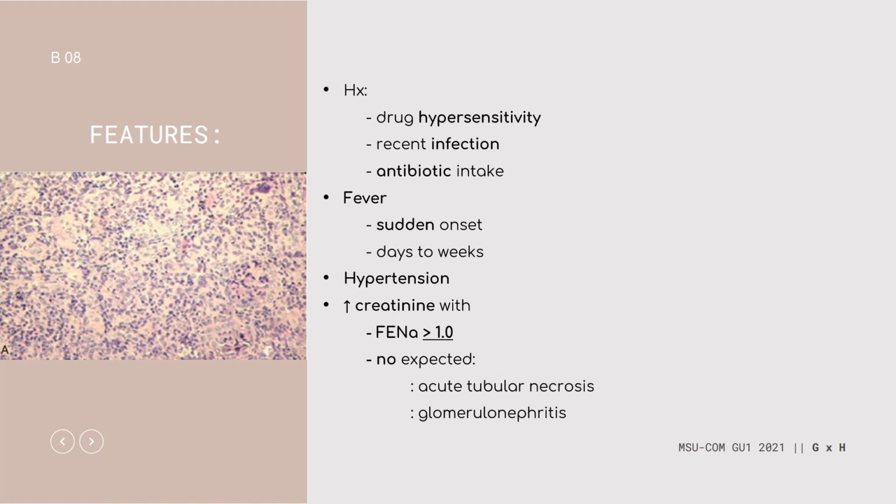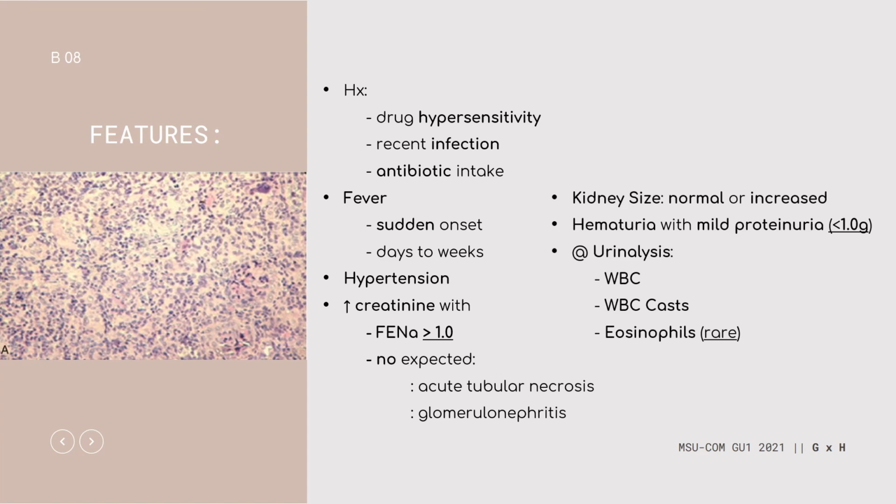Fever, rash, peripheral eosinophilia, and oliguric renal failure are classic presentations of acute interstitial nephritis. Typical manifestations also include the history of drug hypersensitivity, recent infection, or antibiotic intake. There is also variable degrees of hypertension. Laboratory evaluation typically reveals a rise in creatinine with a fractional excretion of sodium greater than 1%, with no expected acute tubular necrosis and/or glomerulonephritis.